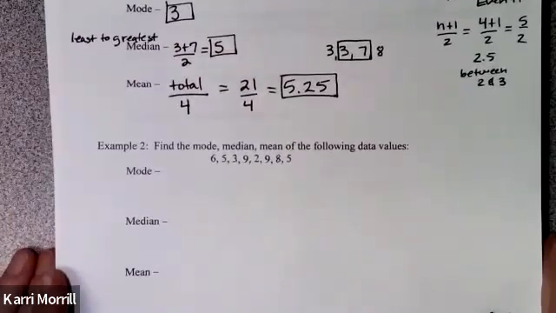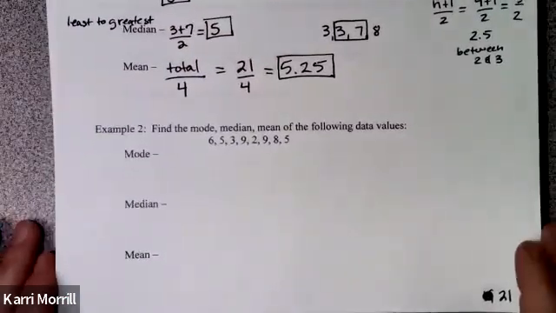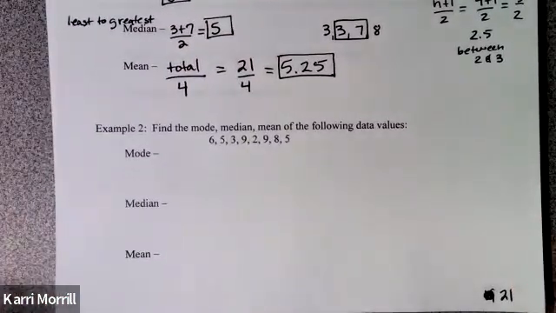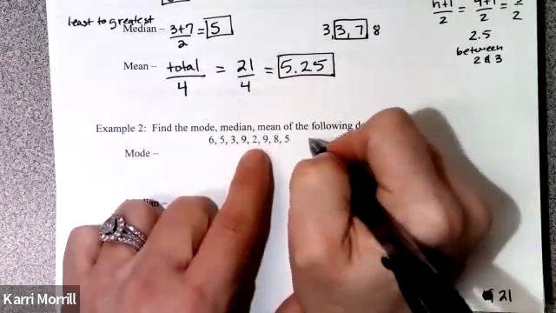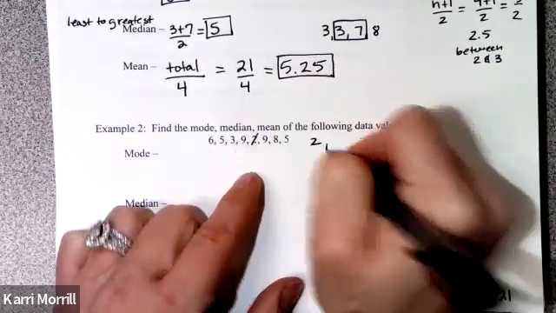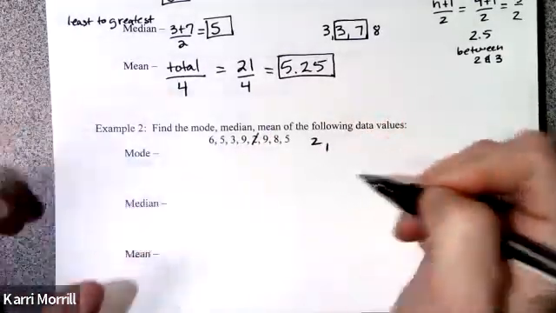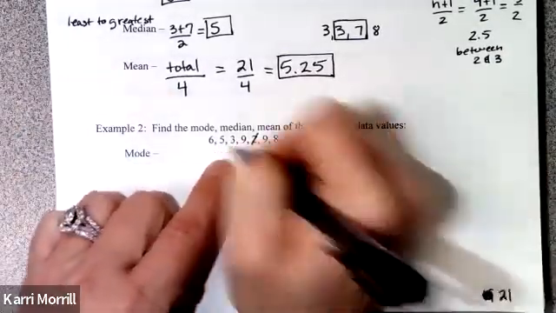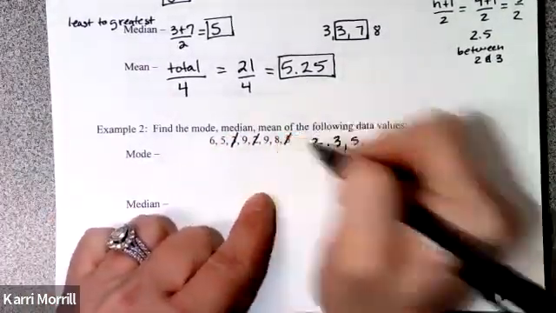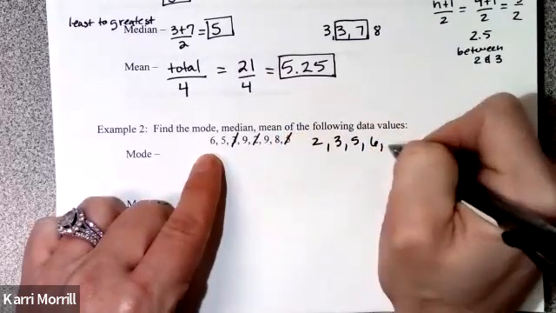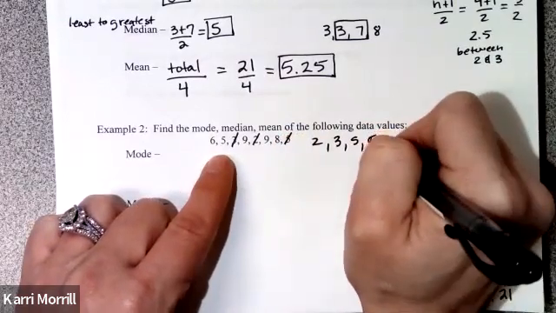Okay, let's do another one. It has a few more digits in it. I'm generally in the habit of putting it in order from least to greatest to start with. I don't know why I didn't on example one, maybe just overlooking it because it was a small amount of numbers. So I'm going to do that first. Oh, there's two 5s.